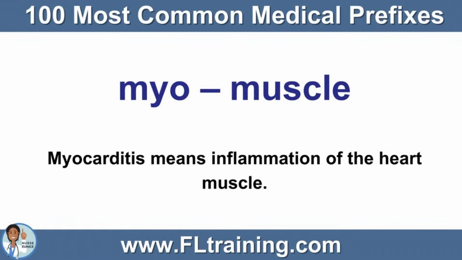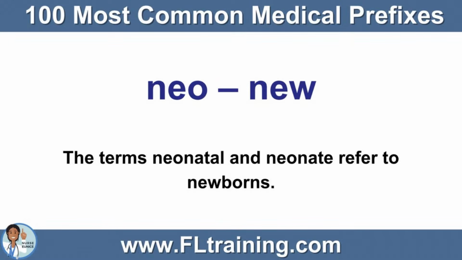Myo means muscle. Myocarditis is actually three different word parts: prefixes and a suffix. So myo, muscle, cardi, heart, suffix itis, inflammation. So myocarditis means inflammation of the heart muscle. Neo means new. The terms neonatal and neonate refer to newborns.